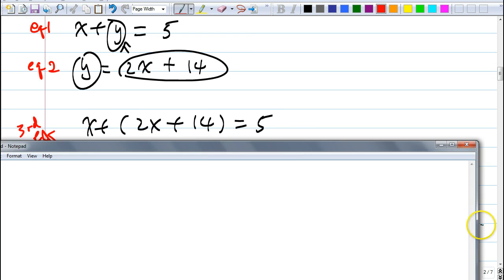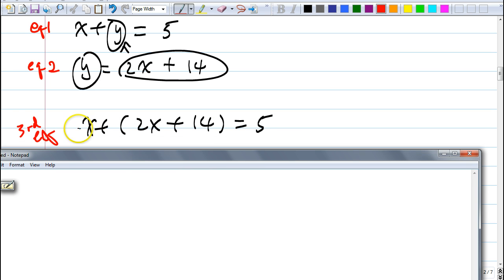I'll wait. All right, so how many people got this third equation this way? X plus 2x plus 14 equals 5. Very good. In place of y, substitute that in. That's why it's called substitution method. Look at my third equation. How many variables do you have on the third equation? 1. Isn't that what we want, right? Once you substitute in, you should only get one equation because we know how to solve an equation with one variable, right? Matthew, what did you get?